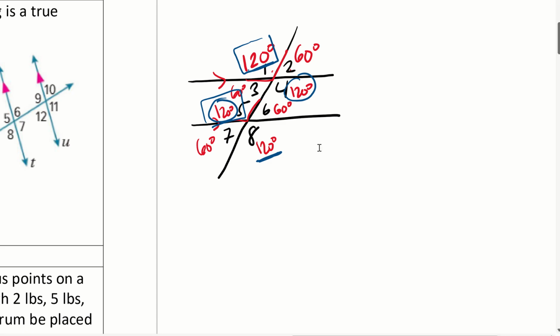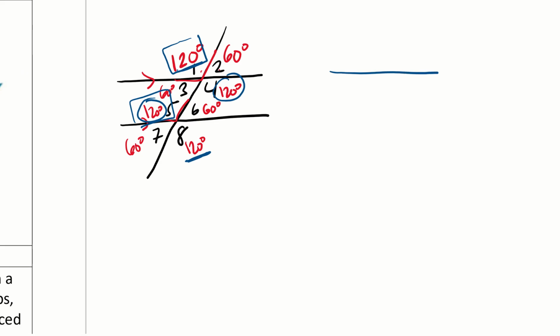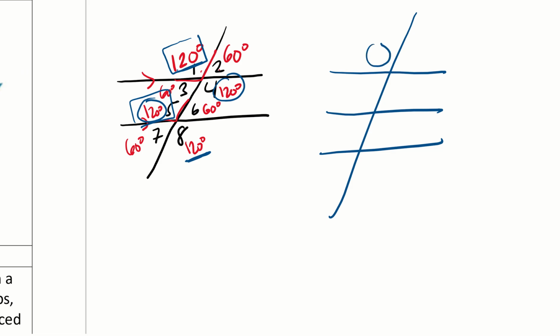Okay, so if we have a situation where we have, for example, 3 lines cut by a transversal, well, then I would expect this angle here and this angle to be the same. I would also expect, for example, this angle and this angle to be the same, right?